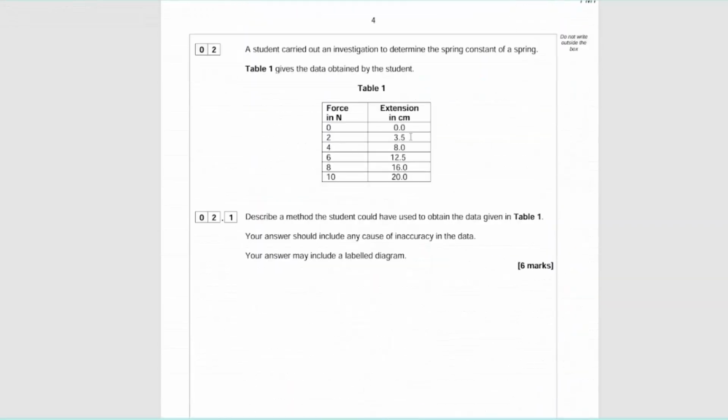Now moving on to question 2. A student carried out an investigation to determine the spring constant of a spring, and then we're shown their data. Describe a method the student could have used to obtain the data given in table 1. Your answer should include any cause for inaccuracy in the data, and you may include a labeled diagram.